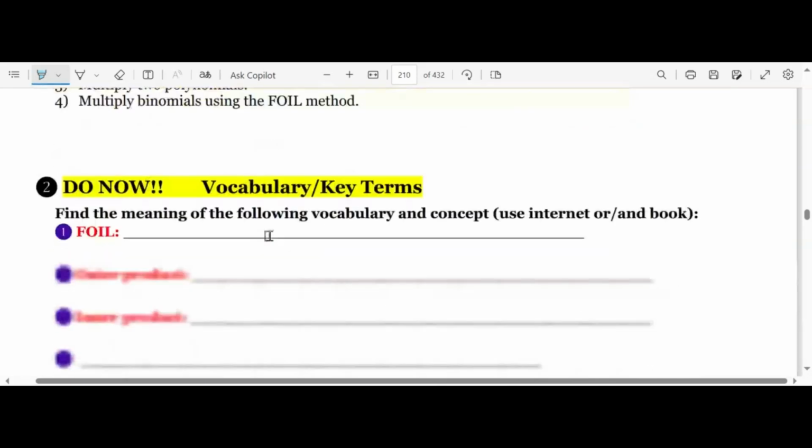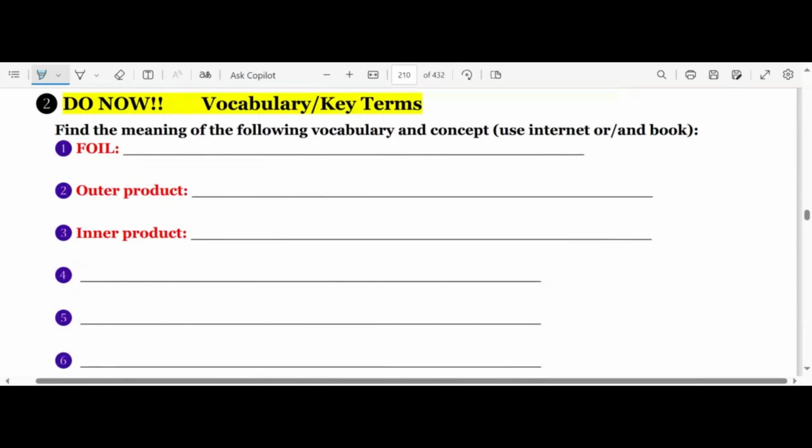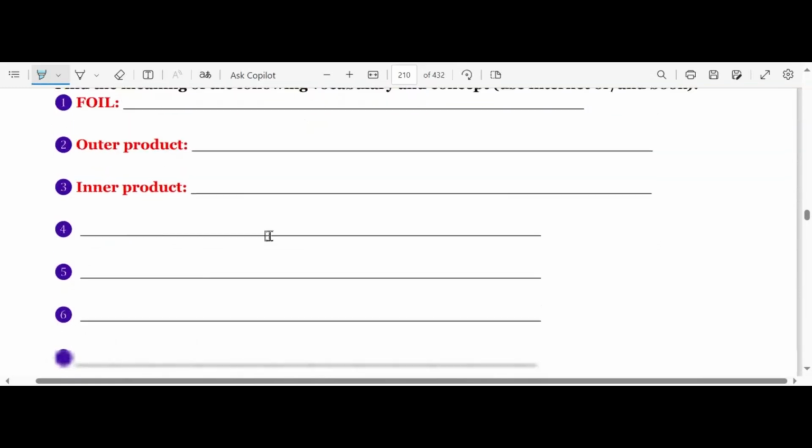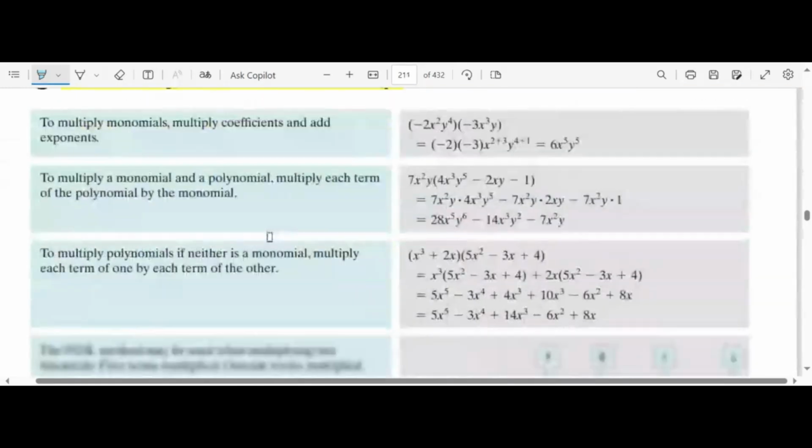Formula. Good. So you have vocabulary here. Please search for the meaning of those words. Okay. Now, here is a summary for the entire lesson.